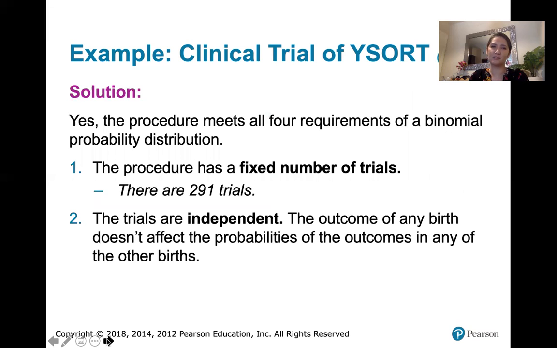Okay, so if we want to decide whether the procedure meets the requirements of a binomial distribution, we have to look at all four requirements. First, we have to think about the number of trials. Is there a fixed number of trials here? Well, we're dealing with 291 births that result in 291 babies. So yes, there are 291 trials, and 291 is a fixed number. The next question is, are those trials independent from each other? Does the outcome of any birth affect the probability of the outcomes of any of the other births? Or in other words, if someone in that group has a boy or a girl, does that at all affect the probability whether the next couple has a boy or a girl? It doesn't. So the trials are independent, which is good. So 2 of the 4 binomial probability distribution requirements are met.